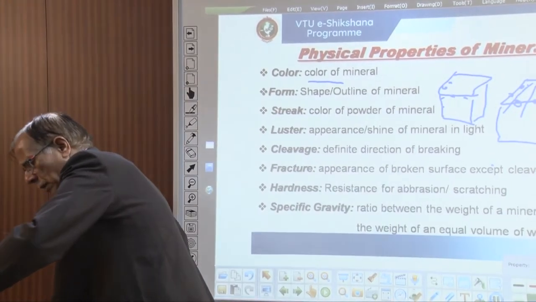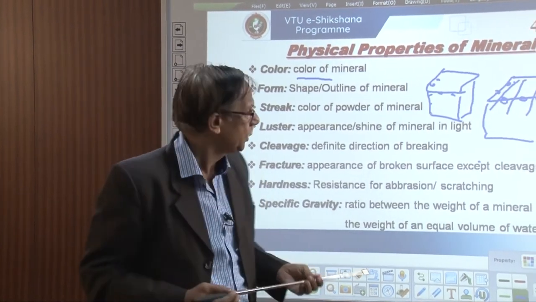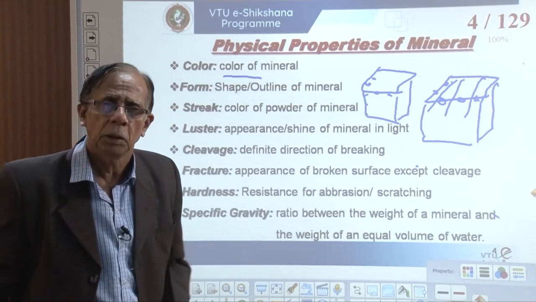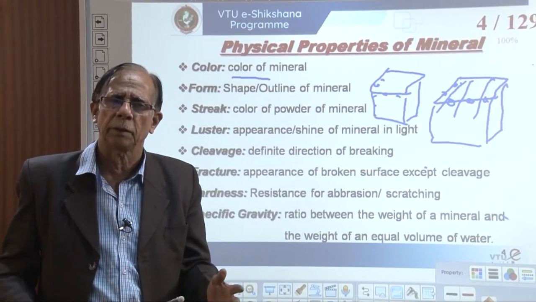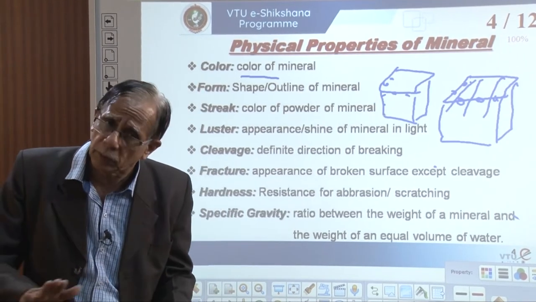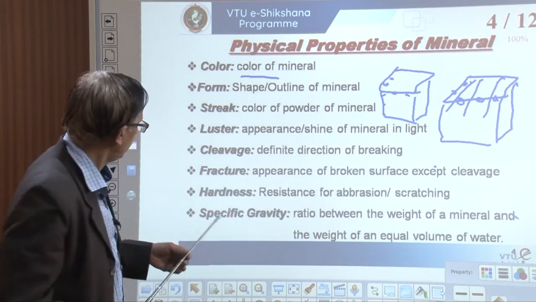I have one more problem now. Suppose a mineral has cleavage in all three directions, and in all three directions it has weak atomic bonding, so it breaks into a plain, smooth, shining surface. Then what is a fracture?